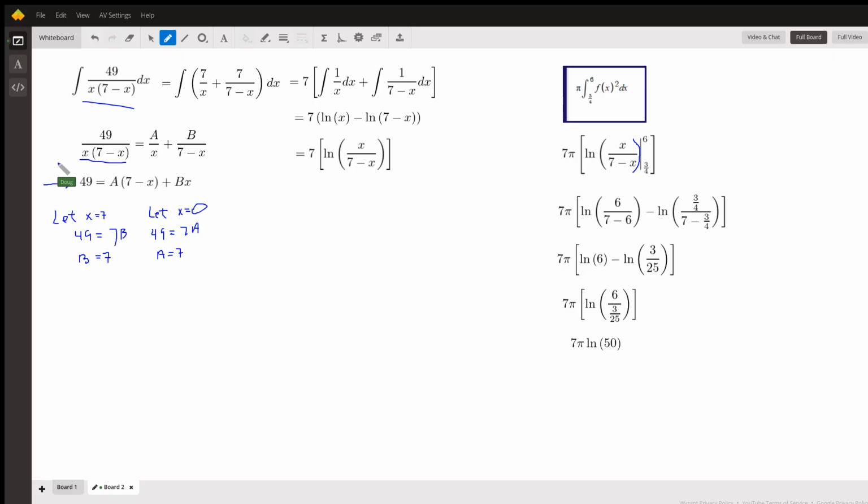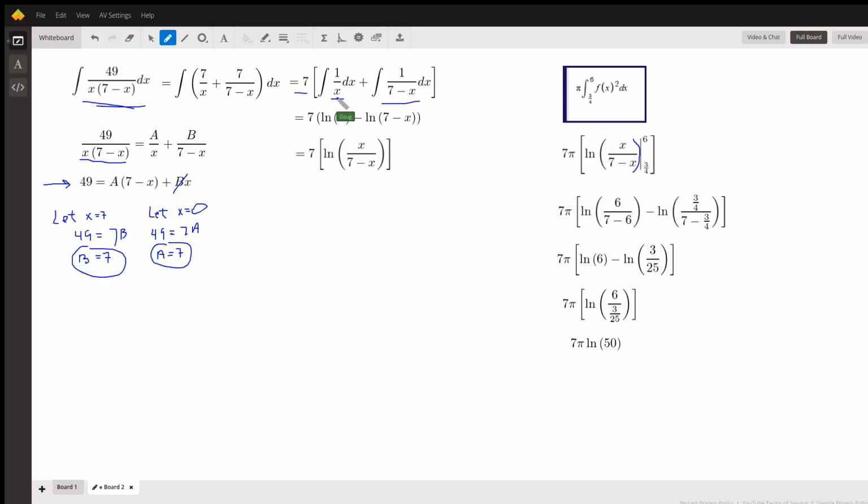You could equate coefficients, but you could also say, well, let's let x equal 7. If you do, this first term disappears and you get 7b equals 49, so b has to equal 7. And if you let x equal 0, this term disappears and you get 49 equals 7a, so a also has to equal 7. So we can rewrite this as the antiderivative of 7 over x plus 7 over 7 minus x. Factor out that 7 in the numerator, find the antiderivative for each of those.